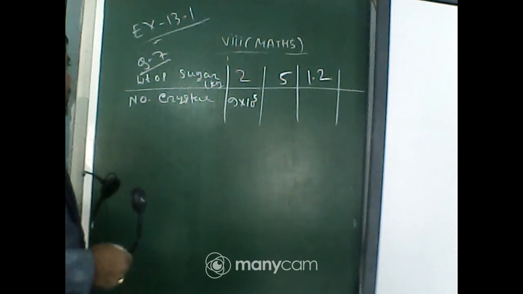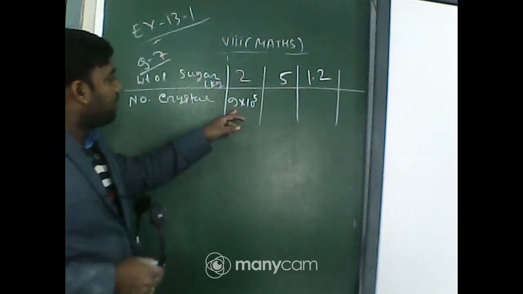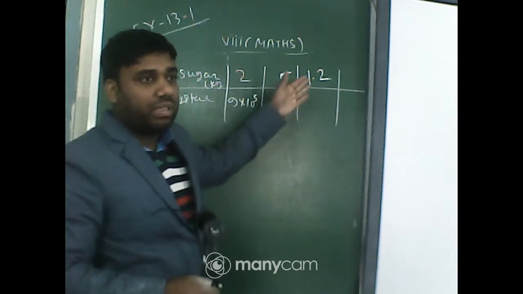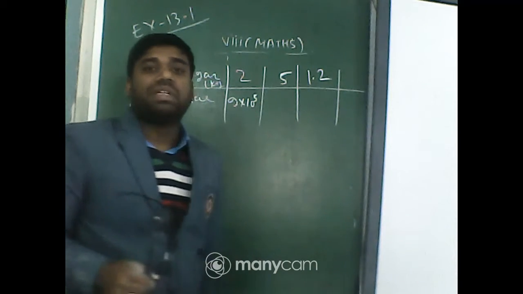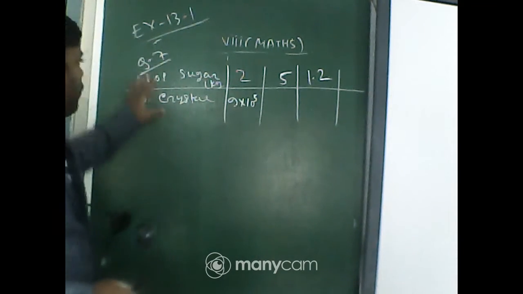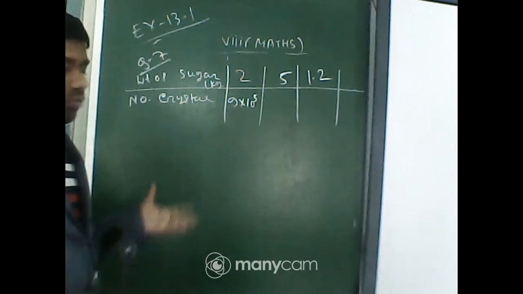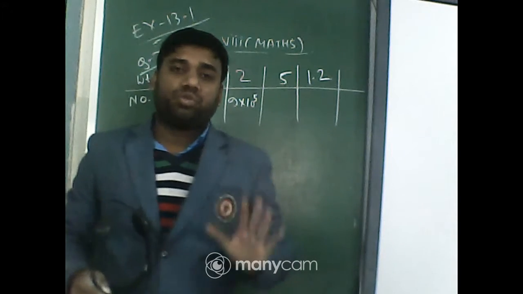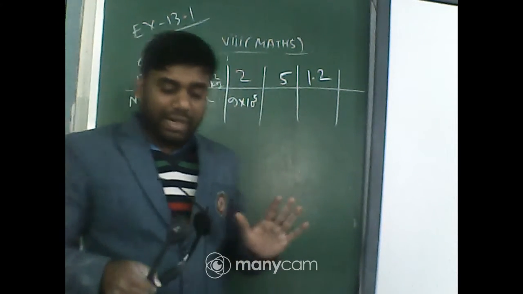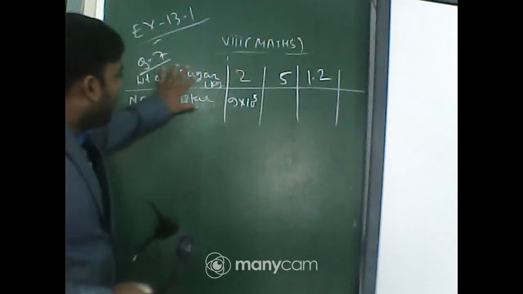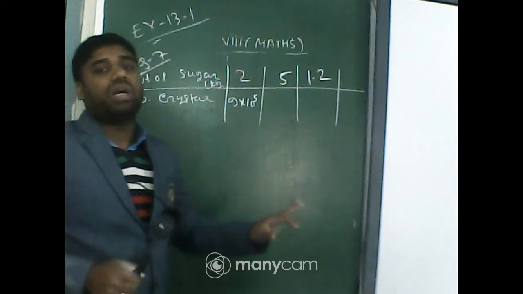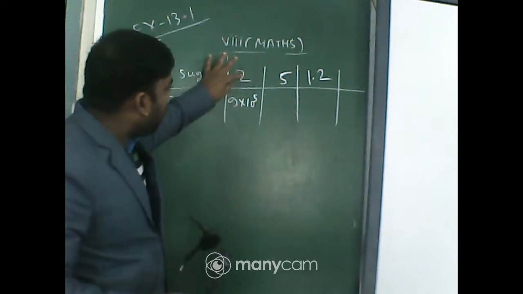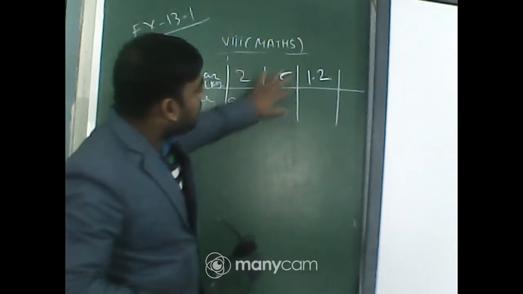What is given here? When the weight of sugar is 2 kg, the number of crystals is 9 into 10 to the power 5, and when it is 5 kg and when it is 1.2 kg, find the number of crystals. First of all, students, the weight of sugar and the number of crystals present in the sugar are in direct proportion. Okay, got it? Again I am telling you that the weight of sugar and the number of crystals present in the sugar are in direct proportion. So as it is direct proportion, I am taking the ratio.